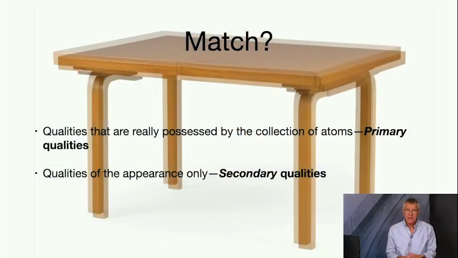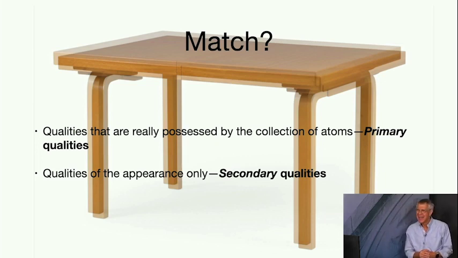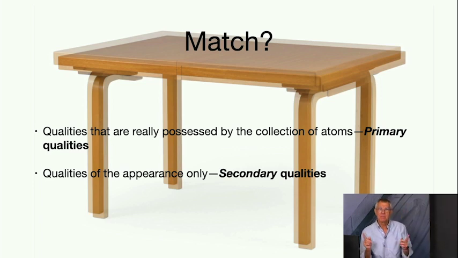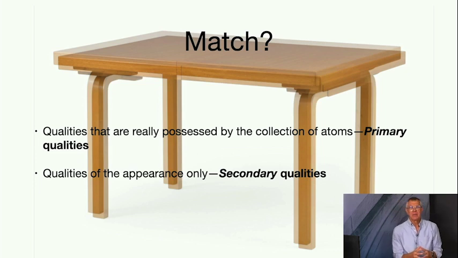Now, Locke is going to say, let's distinguish two kinds of qualities. The qualities that are really possessed by the collection of atoms, call those the primary qualities. They're really there in the world. They're part of the thing. But qualities of the appearance only that are being contributed by the mind, call those secondary qualities.